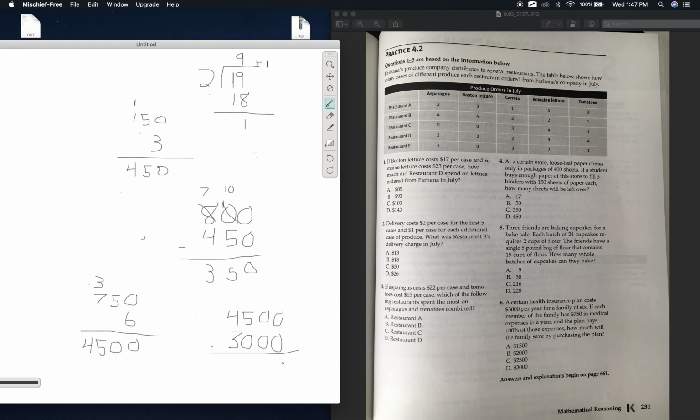So 0 minus 0, as we all know, is 18. Just joking. 0. 0 minus 0, not 18. 0. 5 minus 0 is 5, because we didn't take anything away from 5. 4 minus 3 is 1. So that leaves you with a remainder of $1,500. So they are saving $1,500 by buying insurance. So your answer would be A.